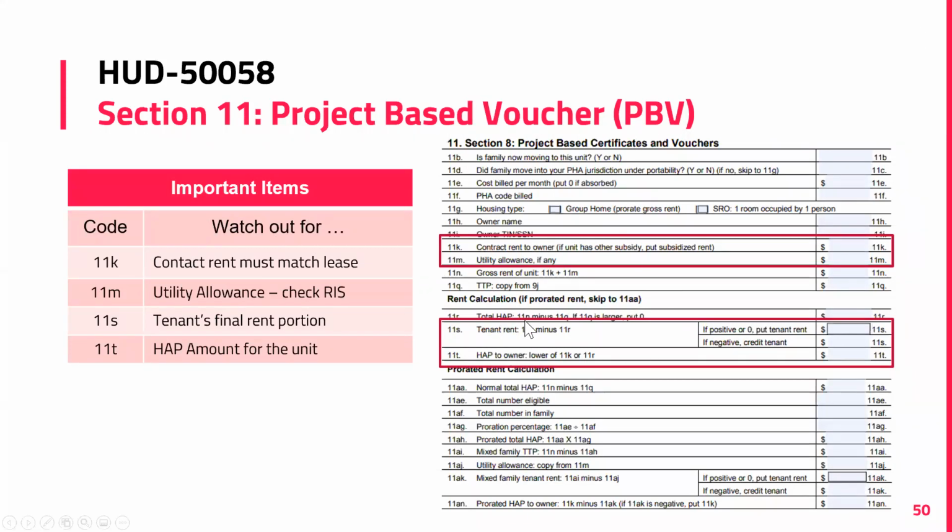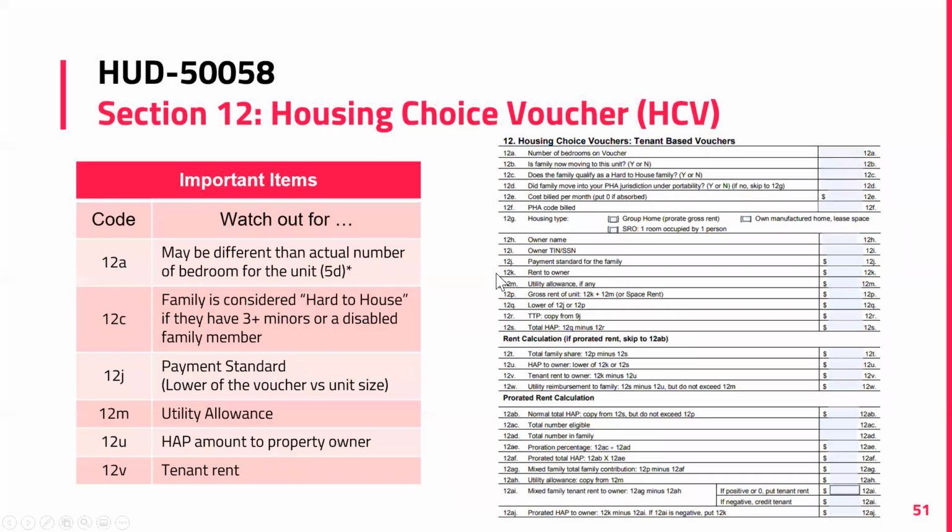Then we have the tenant rent. This is the amount the tenant actually pays the property every single month. And then we have the HAP amount. If the rent is negative, that means they get the utility allowance, which is something that we don't deal with, but just so you know, there can be a negative amount.